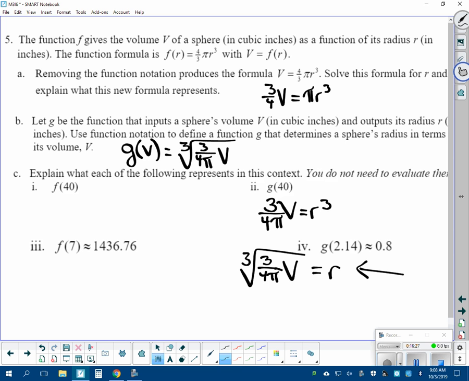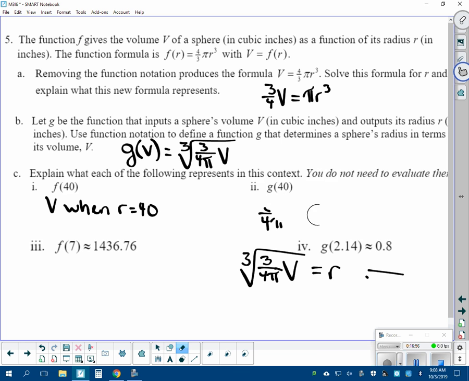Explain what each of the following represents in this context. We don't actually have to evaluate. What is f of 40? But what does it represent? The volume. F of 40 represents the volume when r equals 40. What does g of 40 represent? The radius when the volume is 40.